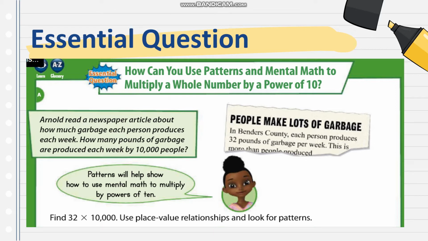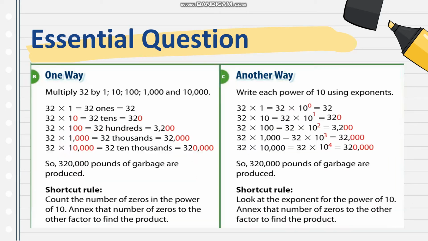How can you use patterns and mental math to multiply a whole number by a power of 10? Let's analyze this problem. Arnold read a newspaper article about how much garbage each person produces each week. How many pounds of garbage are produced each week by 10,000 people? So patterns will help you show how to use mental math to multiply by powers of 10. We need to find 32 multiplied by 10,000, and we need to use the place value relationship and look for patterns. If we multiply 32 by 1, that is 32 ones or 32. If we multiply 32 by 10, that is 32 tens, and that is equivalent to 320.